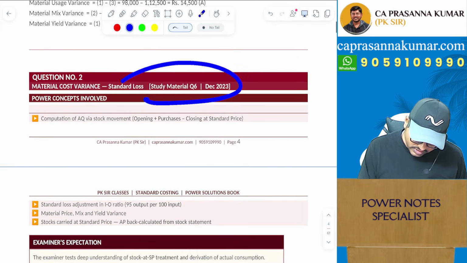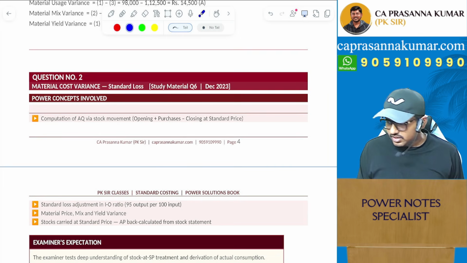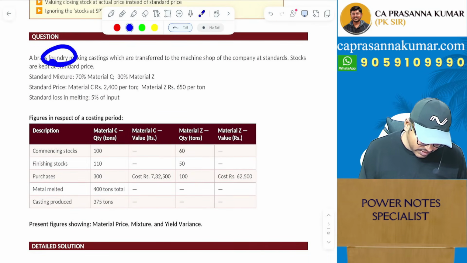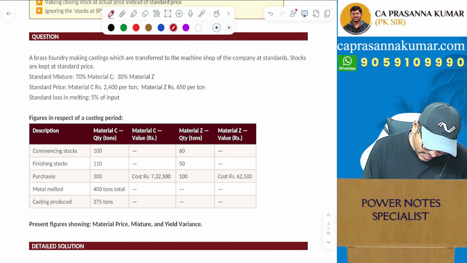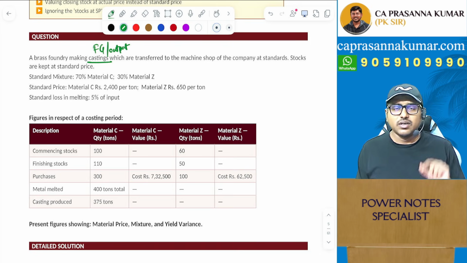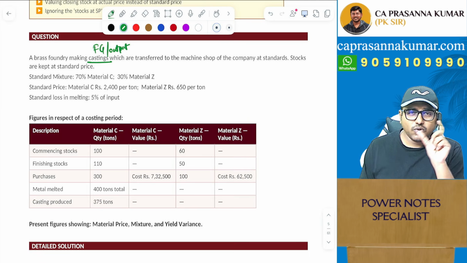Next question is also steady metal question. It also has come in December 2023. So let's go for that. Now see, Nana, a brass foundry making castings. Immediately identify the finished good. The moment you see castings, it is nothing but finished good, or you can also call it as output. This is very important, Nana. This is where students get confused. They don't know what is input, they don't know what is output.